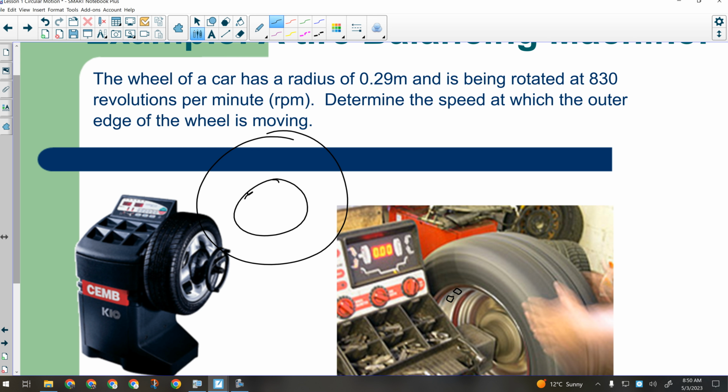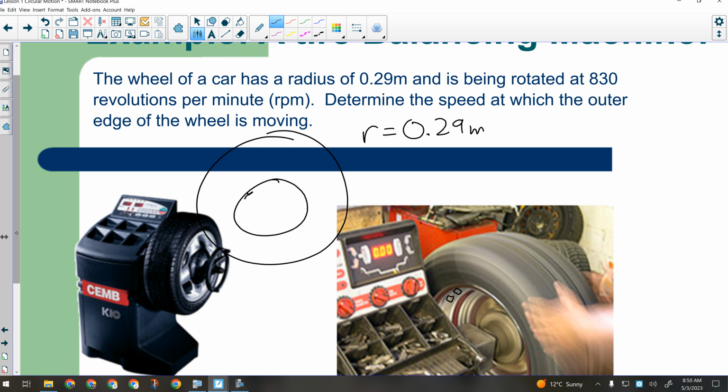All right, so let's look at this problem here. The wheel of the car we're looking at has a radius of 0.29 meters, and it's being rotated at 830 revolutions per minute. Did they give me a frequency or a period? It's a frequency. It's cycles per minute. If it was period, it would be minutes per cycle.